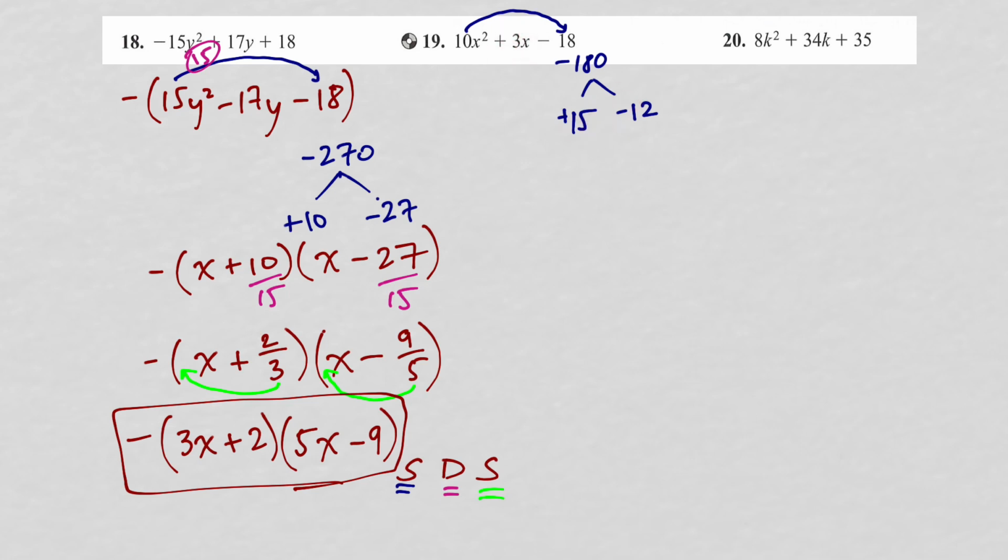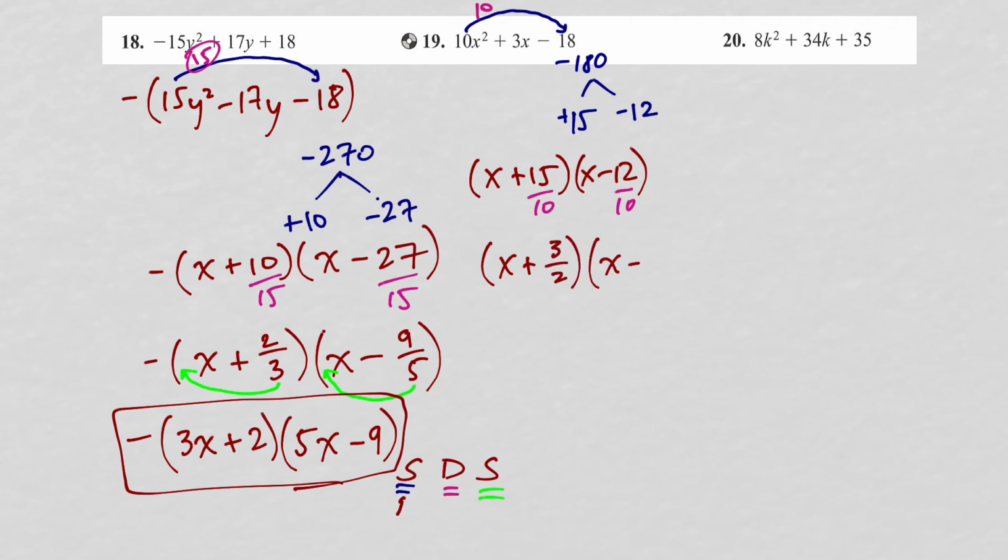So what I've got so far is x plus 15 times x minus 12. That's the slide part, okay? Then I'm going to do the divide part. I'm going to divide each of the numbers by what I slid over. I slid over the 10, so I'll divide each one by 10. And then I'm going to reduce the fractions if I can. So I have x plus, dividing by 5 gives me 3 over 2. X minus, dividing by 2 gives me a 6 over 5. So that was the divide part.